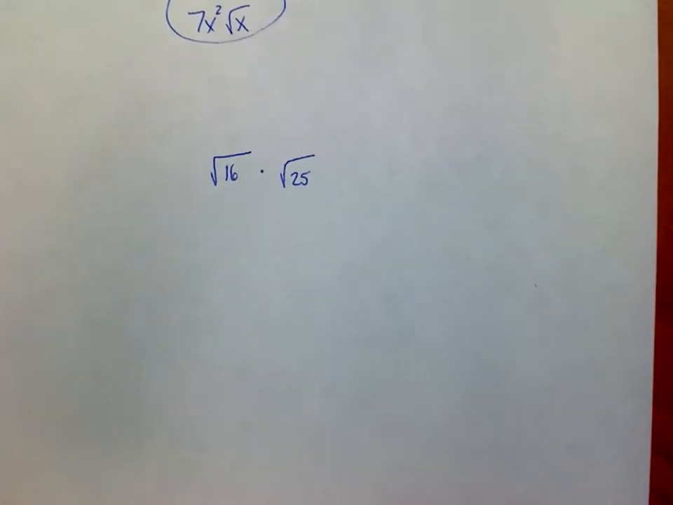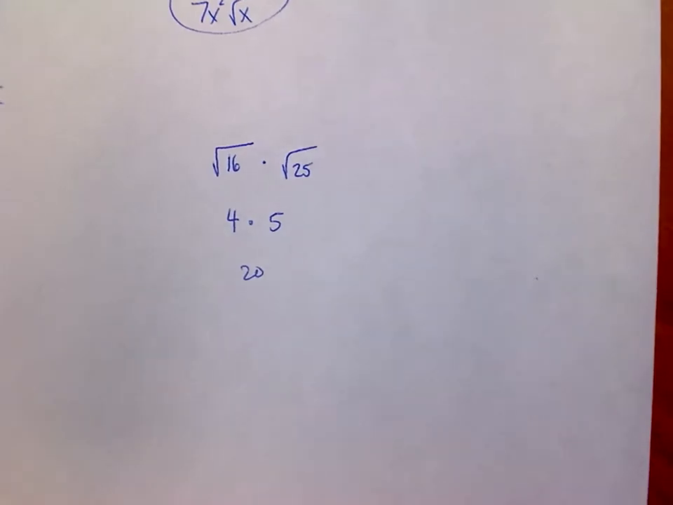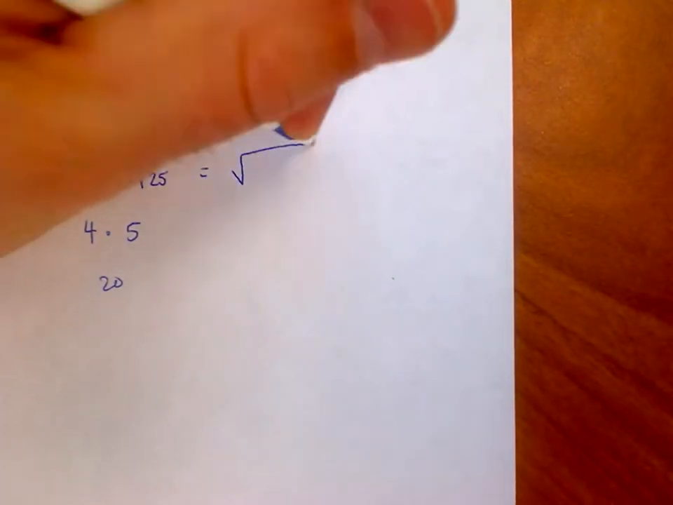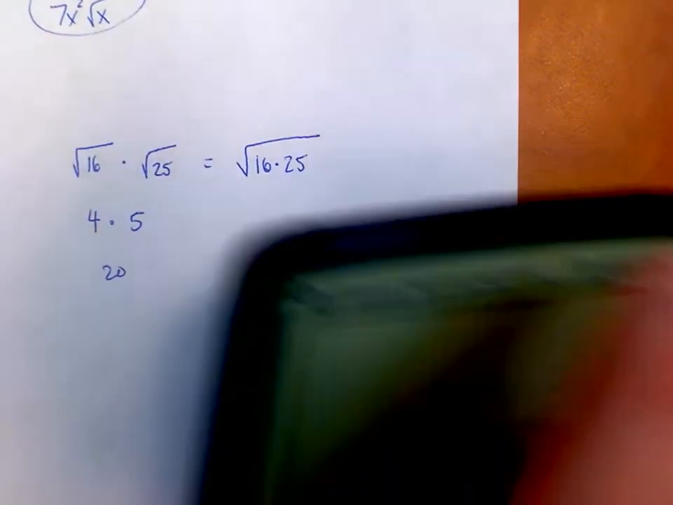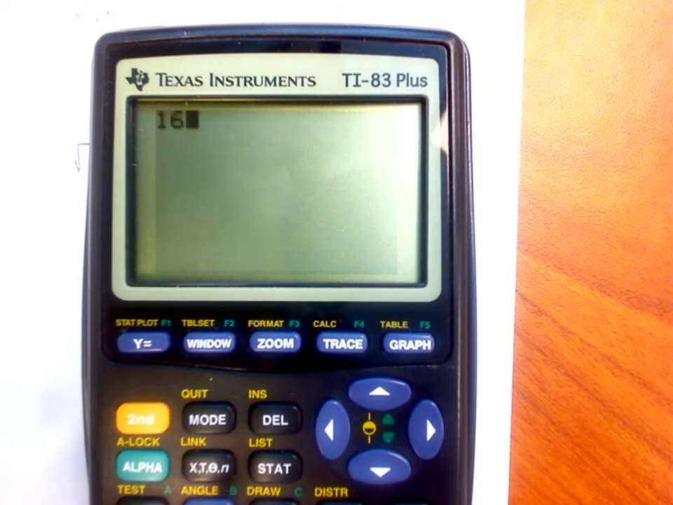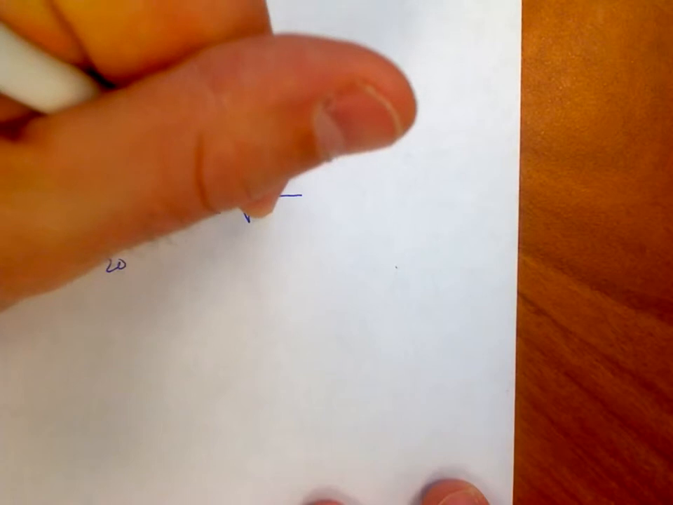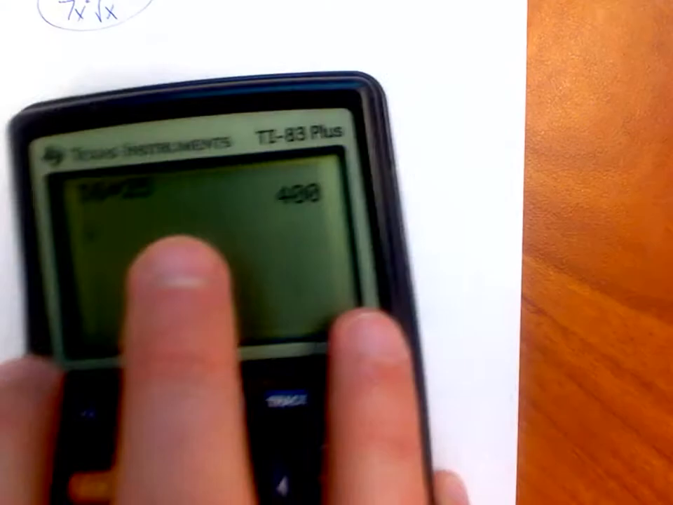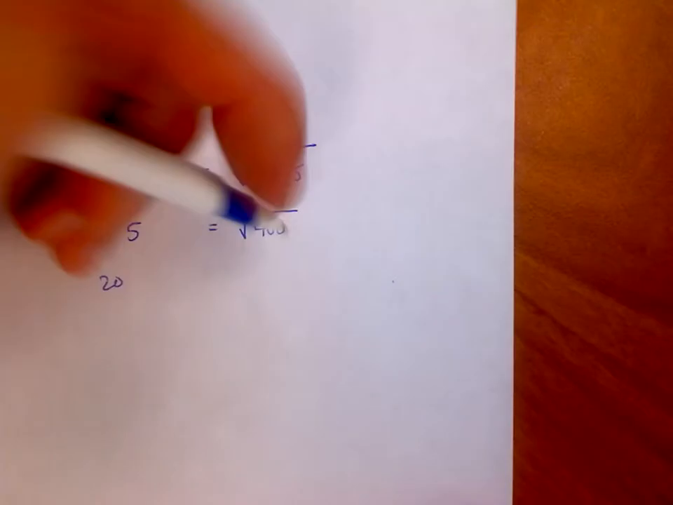What would I have? Most of you could probably tell me that the square root of 16 is 4 and the square root of 25 is 5, and so 4 times 5 would be 20, right? Well, it turns out that when it's all multiplication or division, I can recombine into one square root. 16 times 25 is 400, so I could call that the square root of 400. And on my calculator, if I do the square root of 400, I get 20.